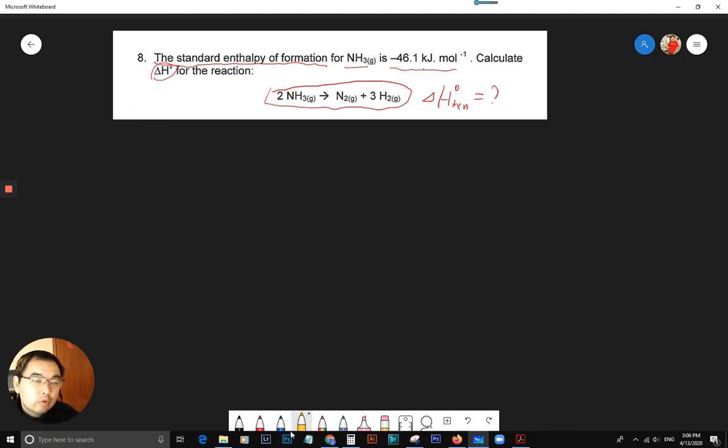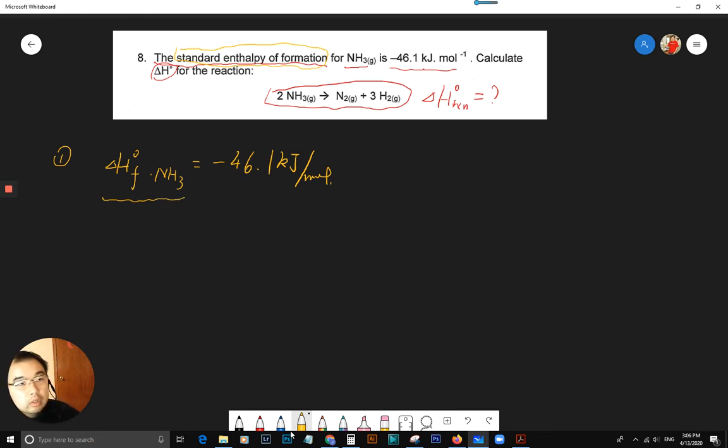Actually, for this question, there are two ways to solve it. So let's talk about the first way. For the first way, you need to think about what is the standard enthalpy of formation. Here we know the standard enthalpy of formation of ammonia is negative 46.1 kilojoule per mole. Then you need to think about what the standard enthalpy of formation is.